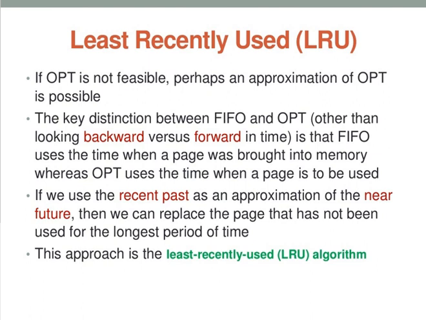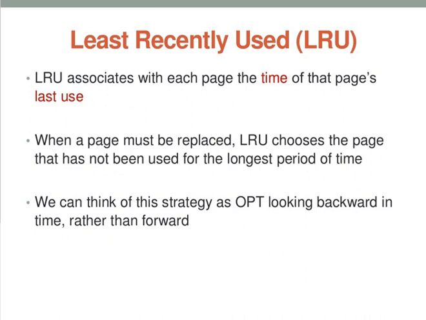So if we use the recent past as an approximation of the near future, then we can replace the page that has not been used for the longest period of time. This approach is the least recently used algorithm. It means that we have to check which page is least used in the backward manner. So this algorithm is used in the time manner for the pages in their last use.